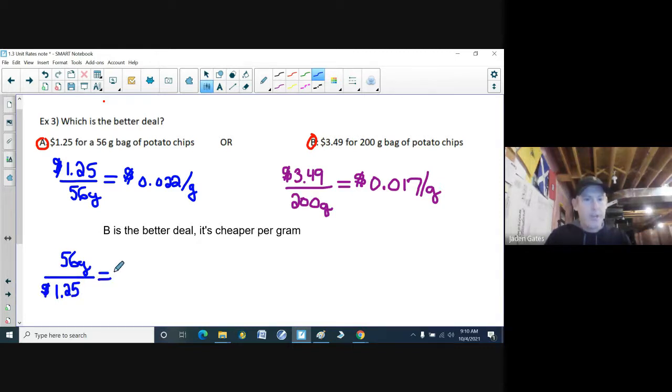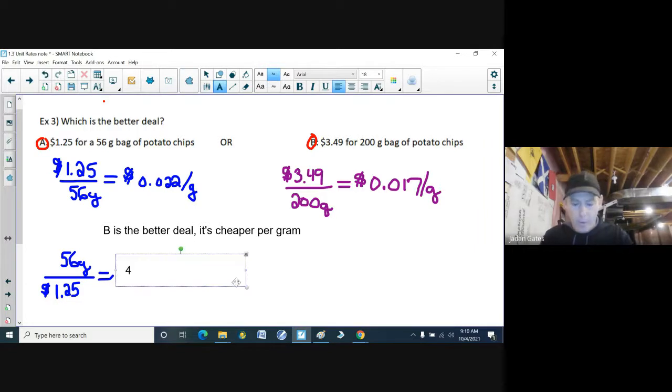All right, so this time I get my calculator out. I take my 56, divide it by the 1.25, and I get 44.8. And the units are grams per dollar.